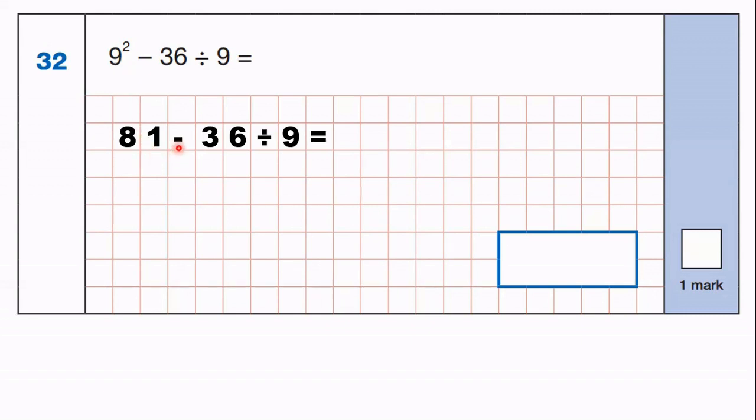Now we have subtraction and division. But remember, if we have mixed operations, we always leave addition and subtraction to the end. The way I remember this is leave the easy stuff to the end. So we need to do the division first. We need to do 36 divided by 9, which gives us 4. So let's rewrite the question again with 4 instead of 36 divided by 9. So now we just have 81 minus 4, which is 77.